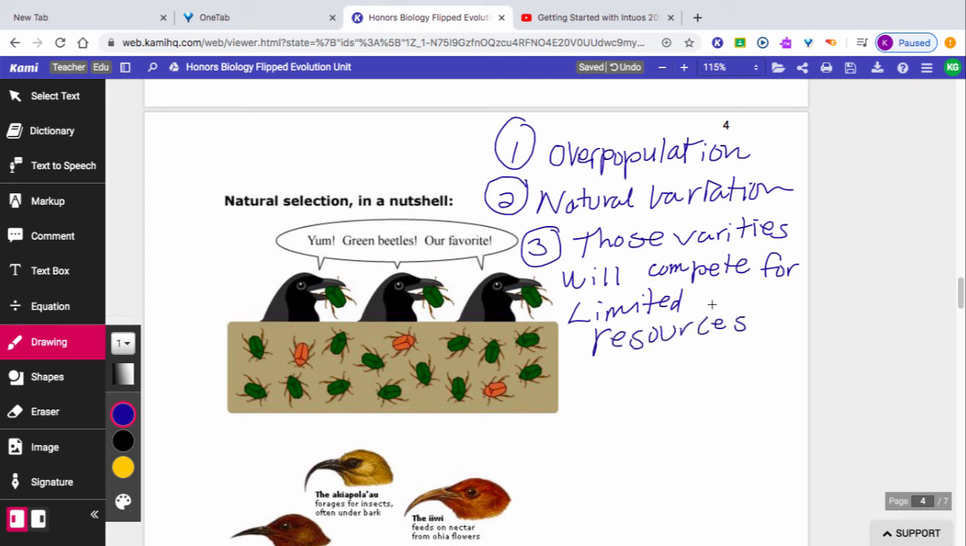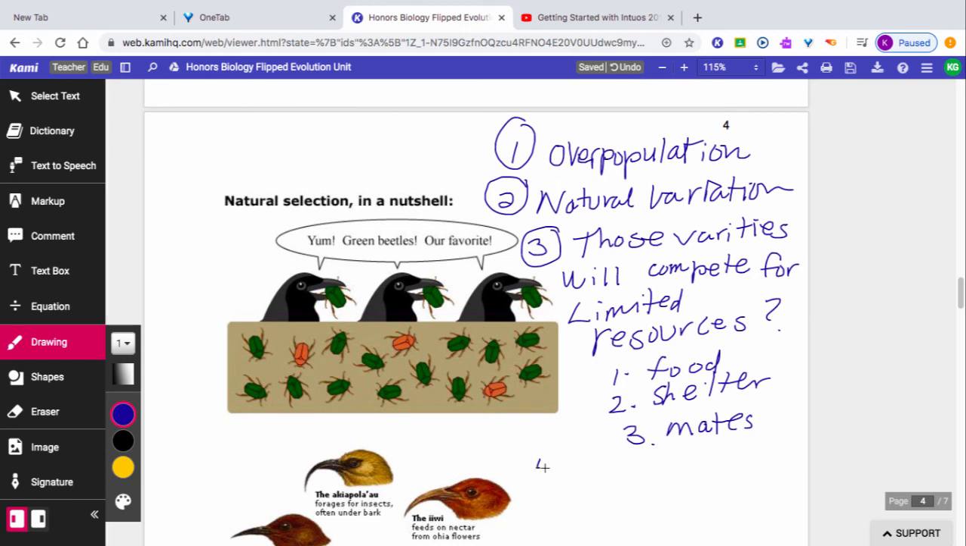This is where I would ask you, what are those resources? And I think we talked about this in the beginning of the year, but the first things that we would compete for would be things like food and shelter, a place to live, but also don't forget about the competition for mates.